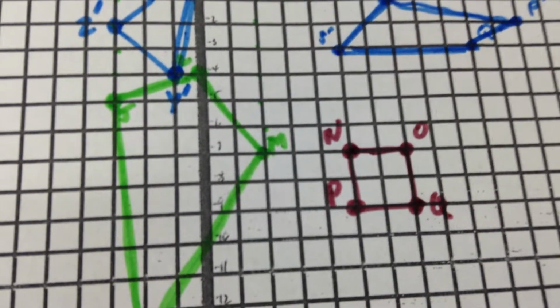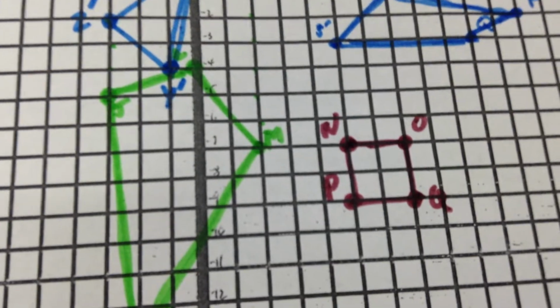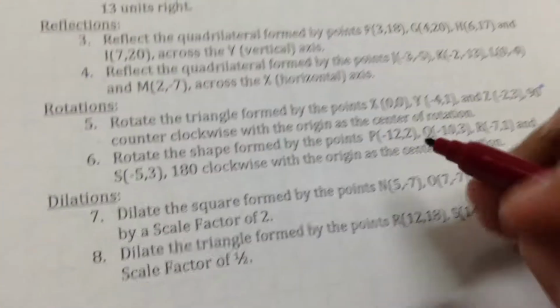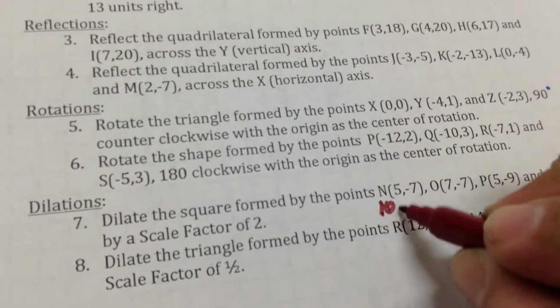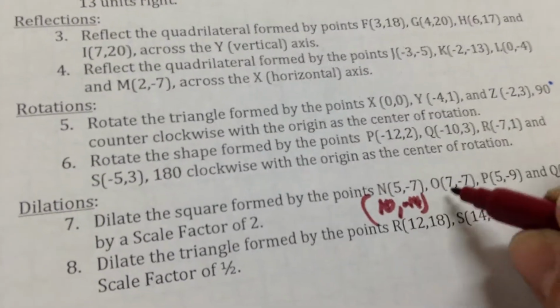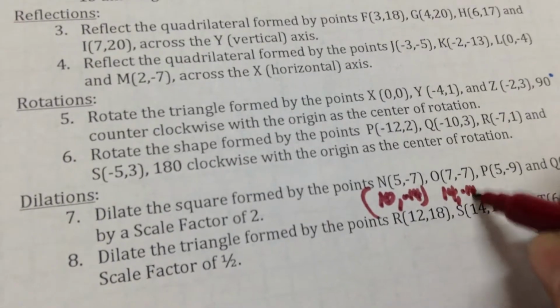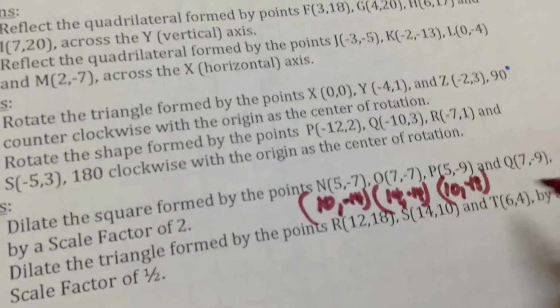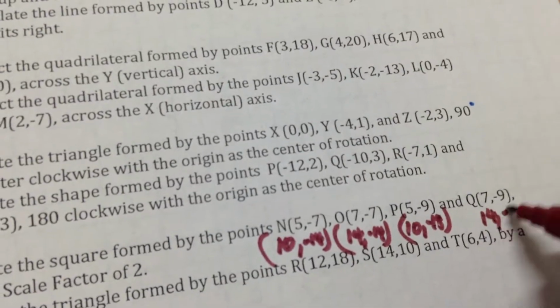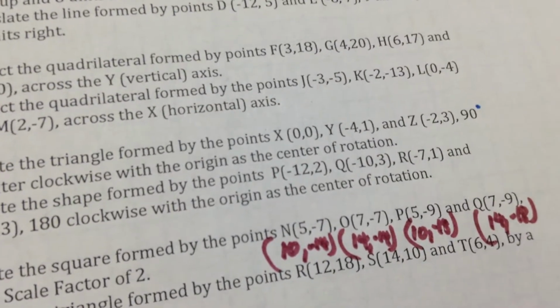And we're going to dilate this by a scale factor of 2. So real quick, all we're going to do is take all these numbers and multiply them times 2. So this is going to be 10, -14, 14, -14, 10, -18, and 14, -18. So those are my new points.